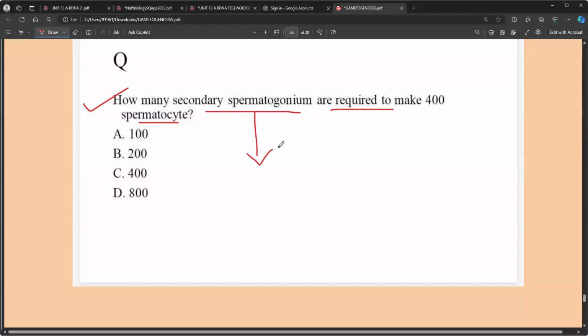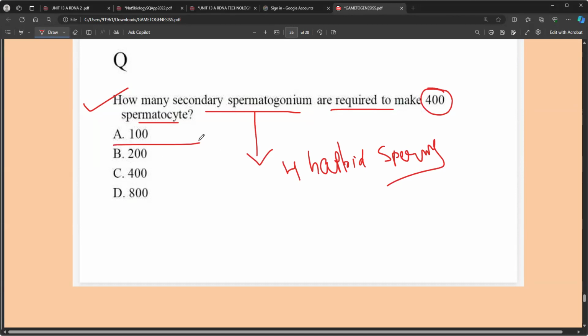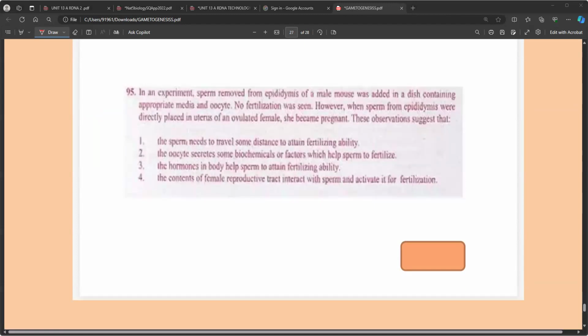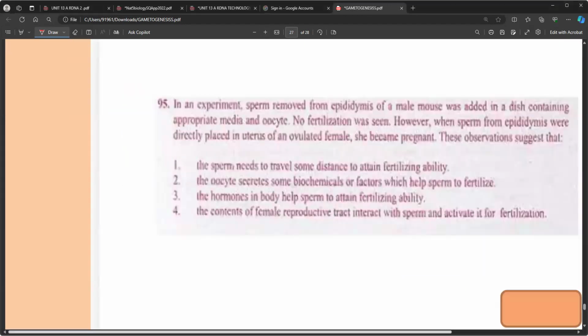I have told all of you, friends, one spermatogonium is going to give rise to 4 haploid sperms. So here they have asked us for the 400 spermatocytes. So basically 100 are involved. They undergo meiosis 2, which is the reductional division. So we get a total of 400 when 100 secondary spermatogonia are used.